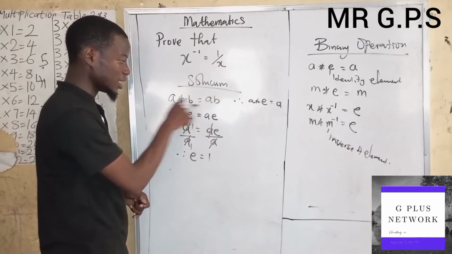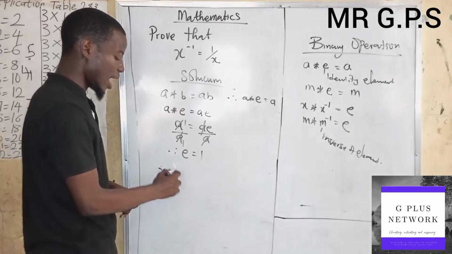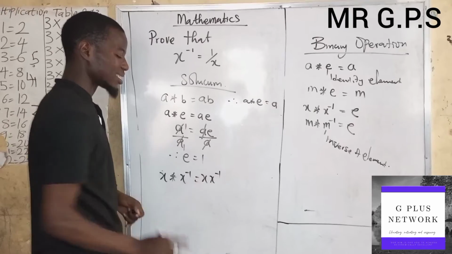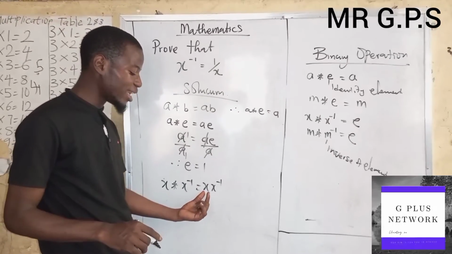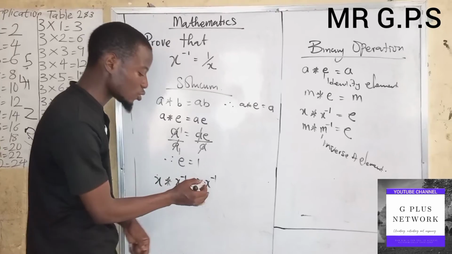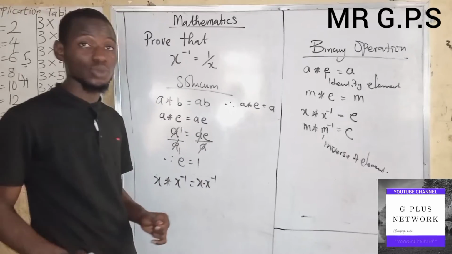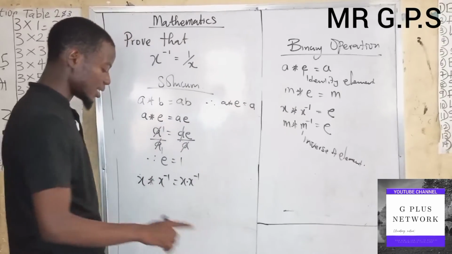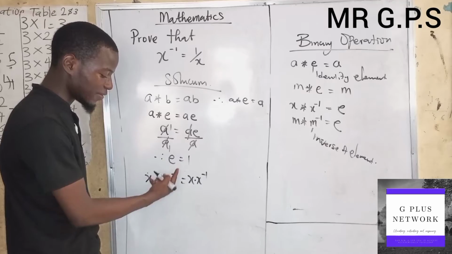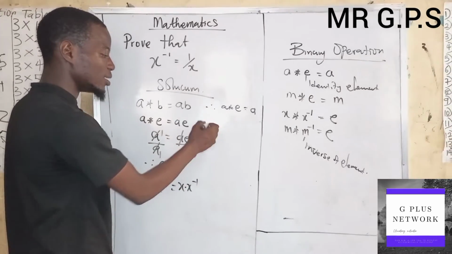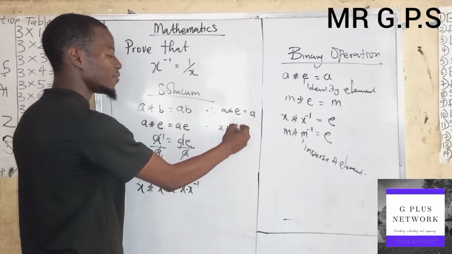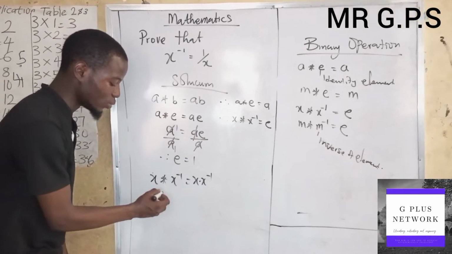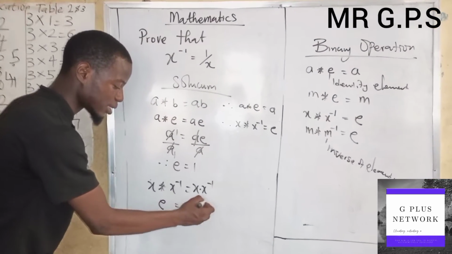It becomes, now using this identity, we have x asterisk x inverse equals x inverse. Take note, there is a difference between x and x inverse. Because of that, I'm going to put a point to show that there is a difference between it. So I'm going to be dealing with it differently. Now, I told you earlier that anytime we have x asterisk x inverse, it is the same thing as your identity element. Therefore, x asterisk x inverse is equal to e. So I'm going to replace this with e, it will become e equals x inverse.